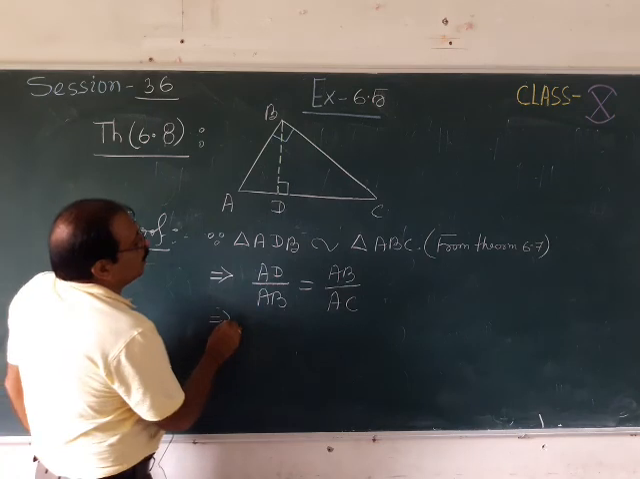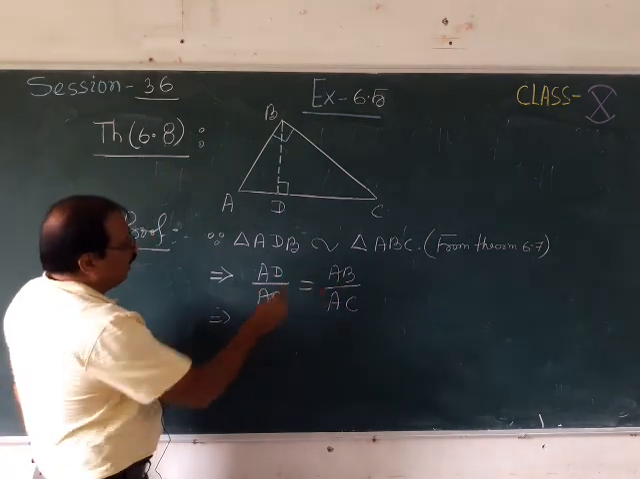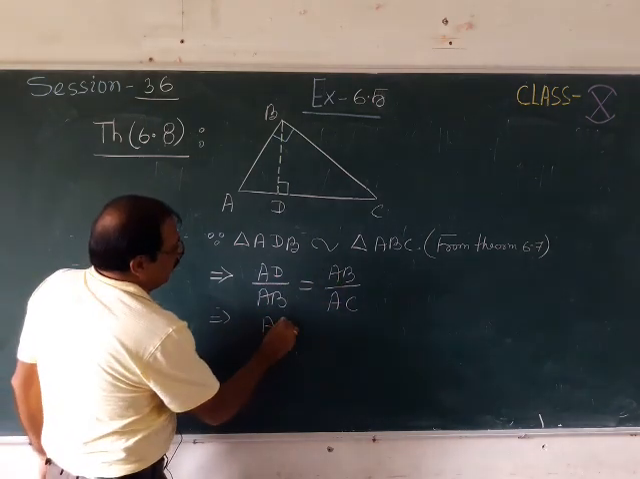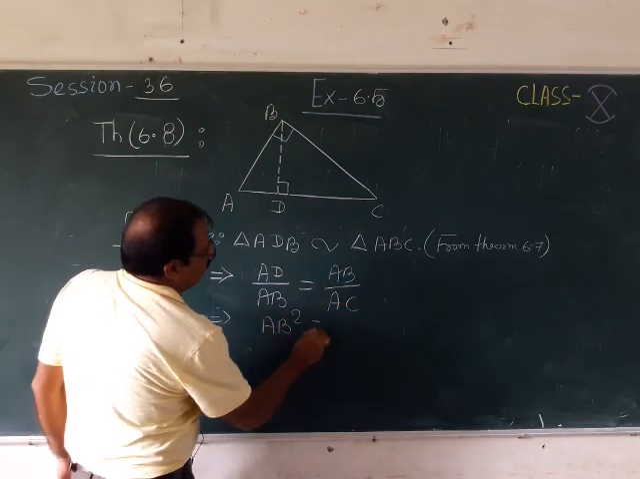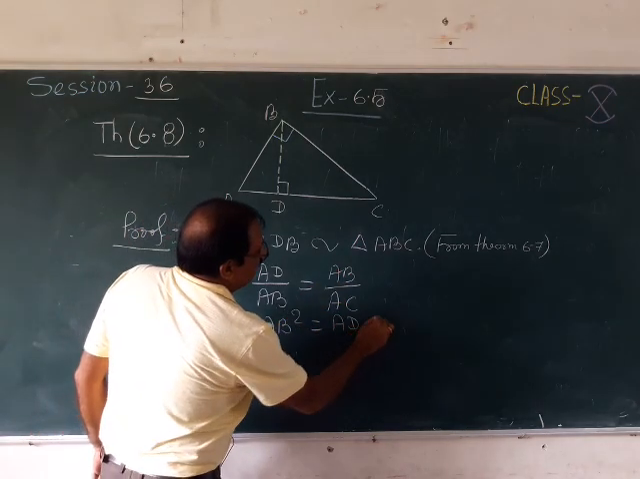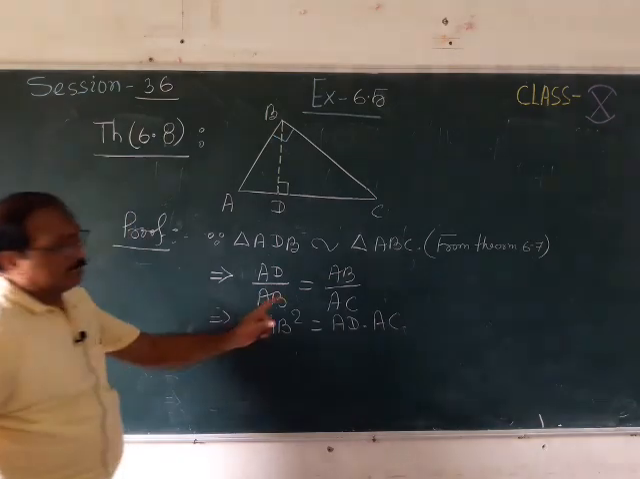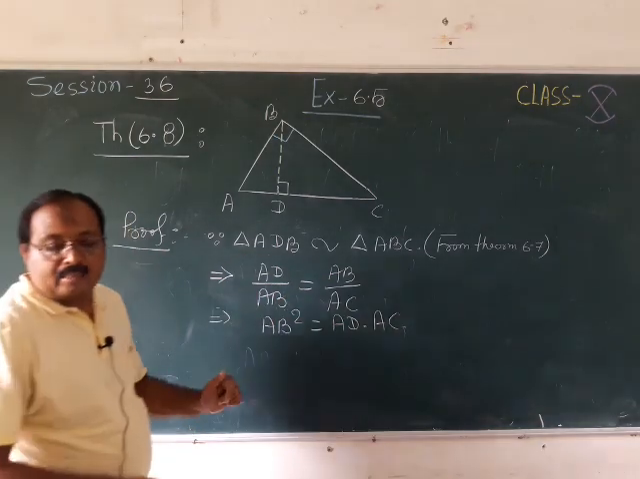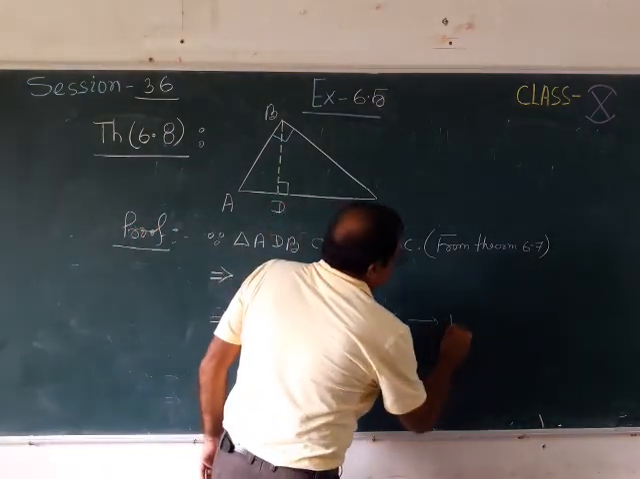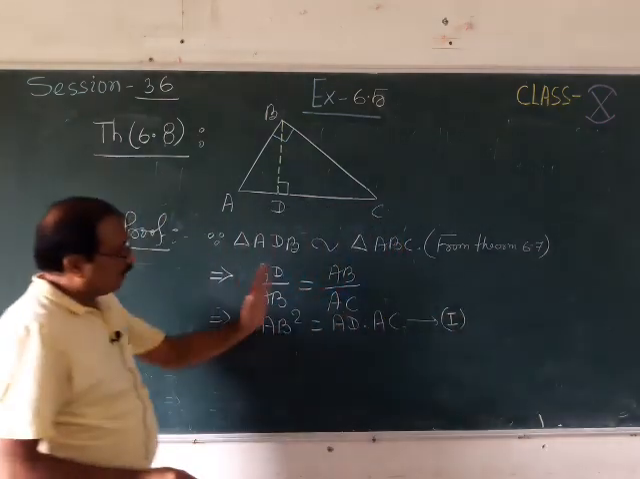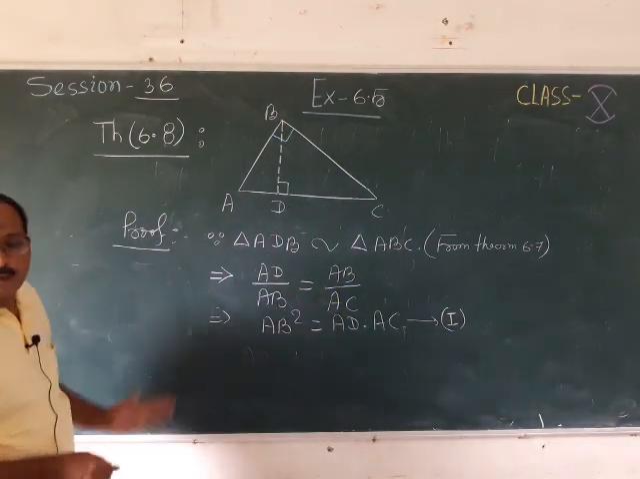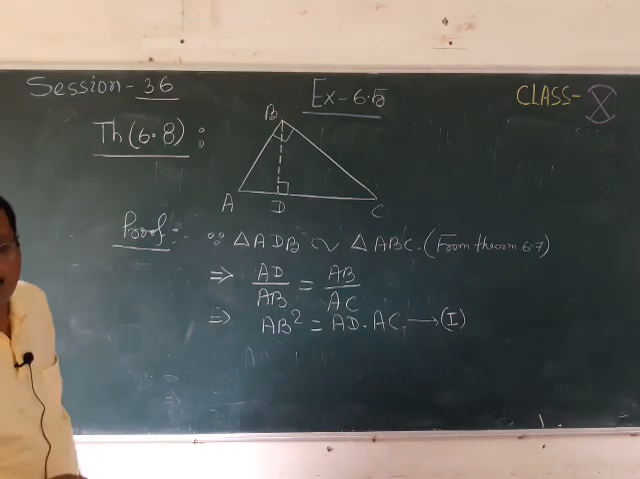Now it is clear that if you will multiply it as cross, you will have AB into AB, means AB square equal to AD into AC. That you can write there, and this is your statement number first. You can write there first. Again we will take another pair of triangle.